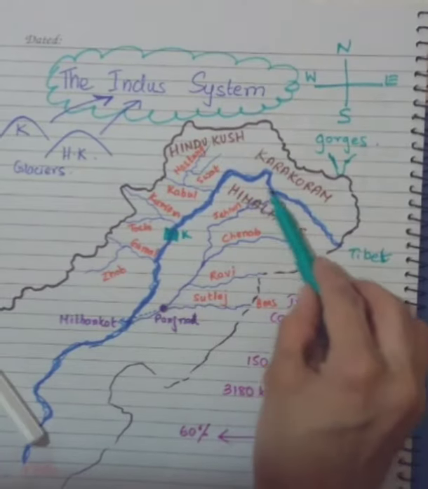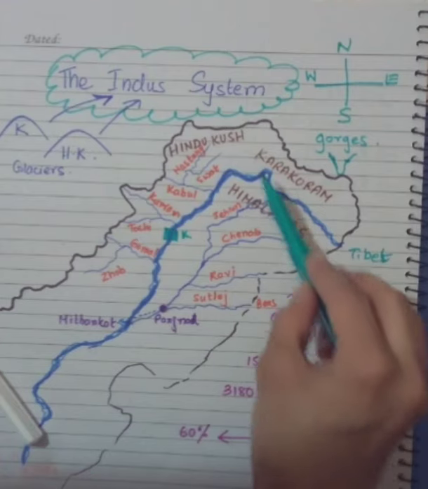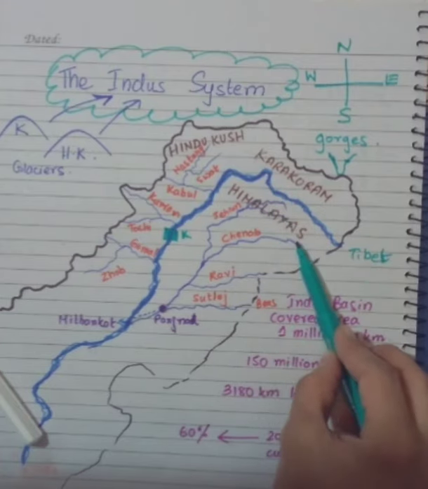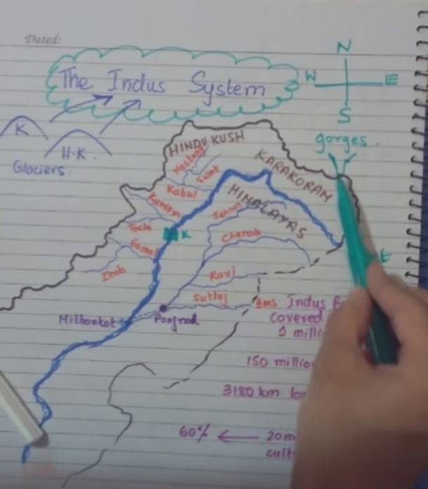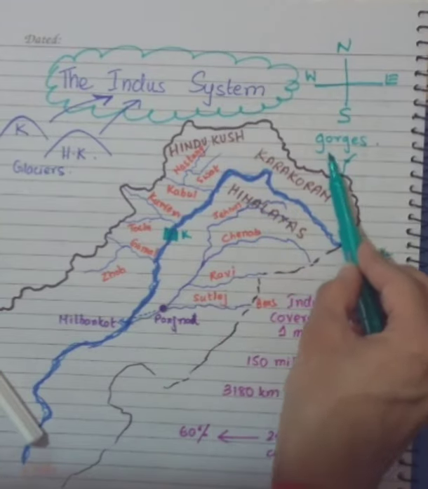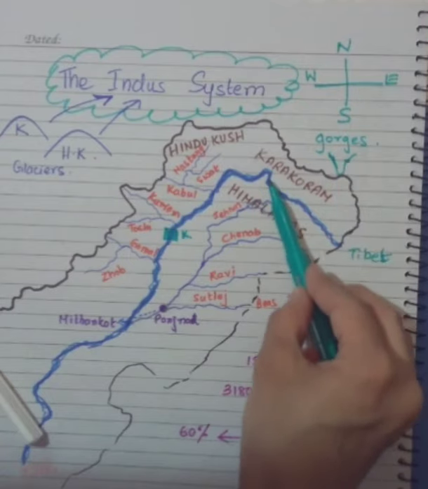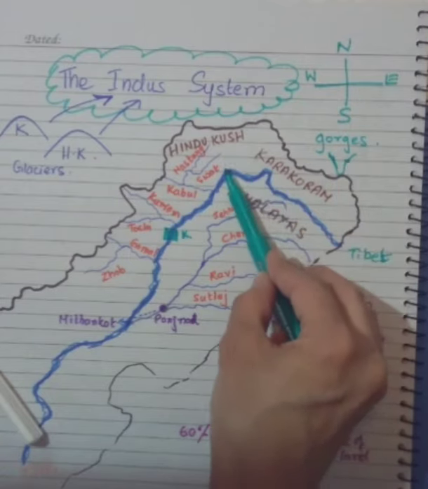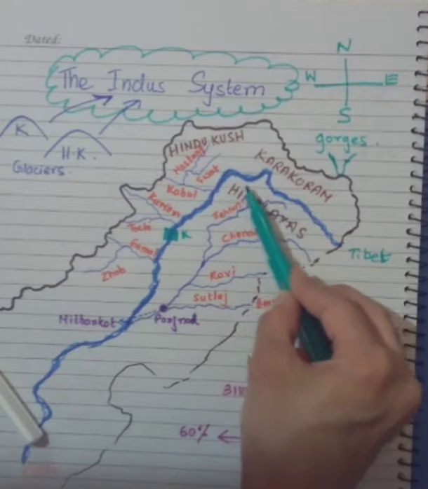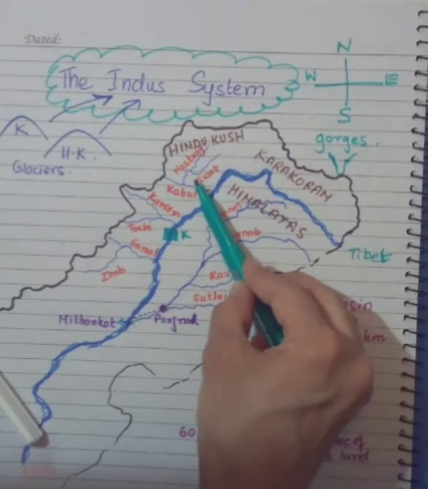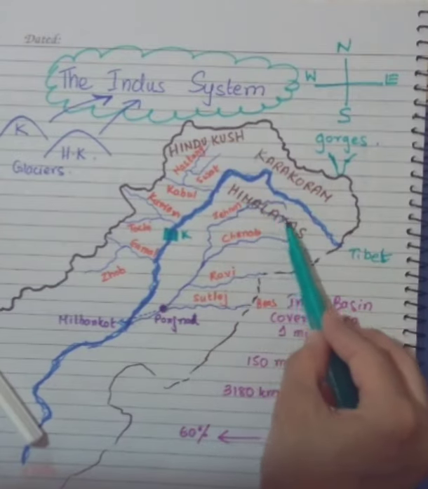As it moves northwest, it moves between two ranges, the Karakoram range and the Himalayan range, and forms deep gorges while moving between them. Gorges are deep valleys with very steep walls or steep sides, right? As it moves between these two ranges, it starts to move southwest. When it moves southwest, it's moving between the Hindu Kush and the Himalayas.